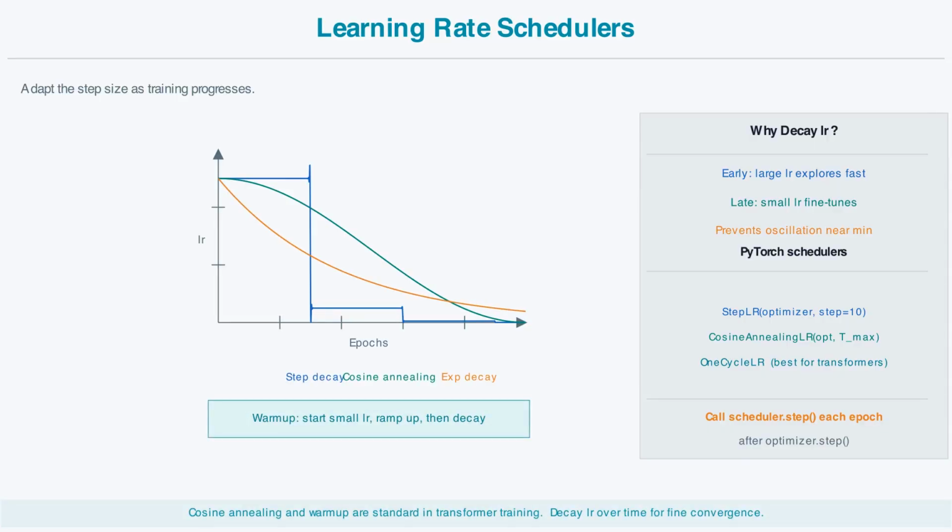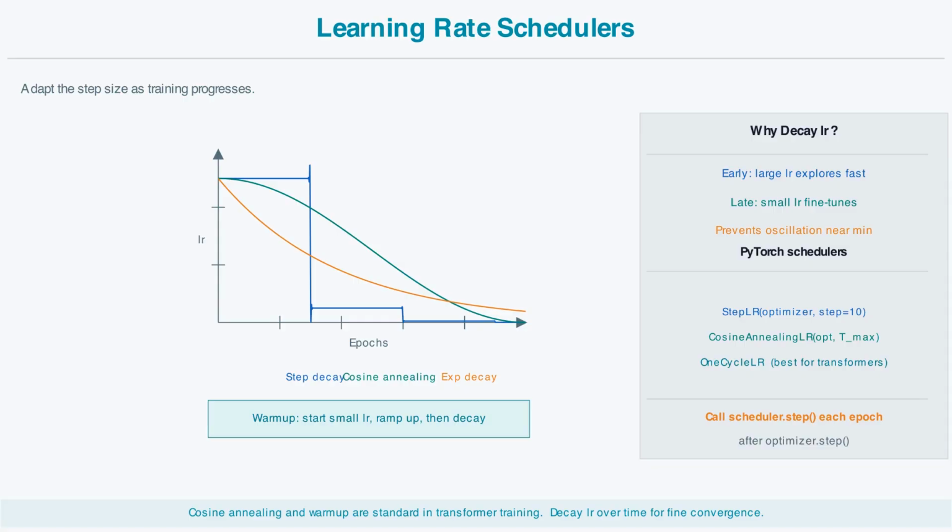Using a fixed learning rate throughout training is rarely optimal. Learning rate schedulers automatically adjust the learning rate during training. Step decay reduces the learning rate by a factor every few epochs, simple and effective. Cosine annealing smoothly reduces the learning rate following a cosine curve, reaching near 0 at the end of training and often cycling.